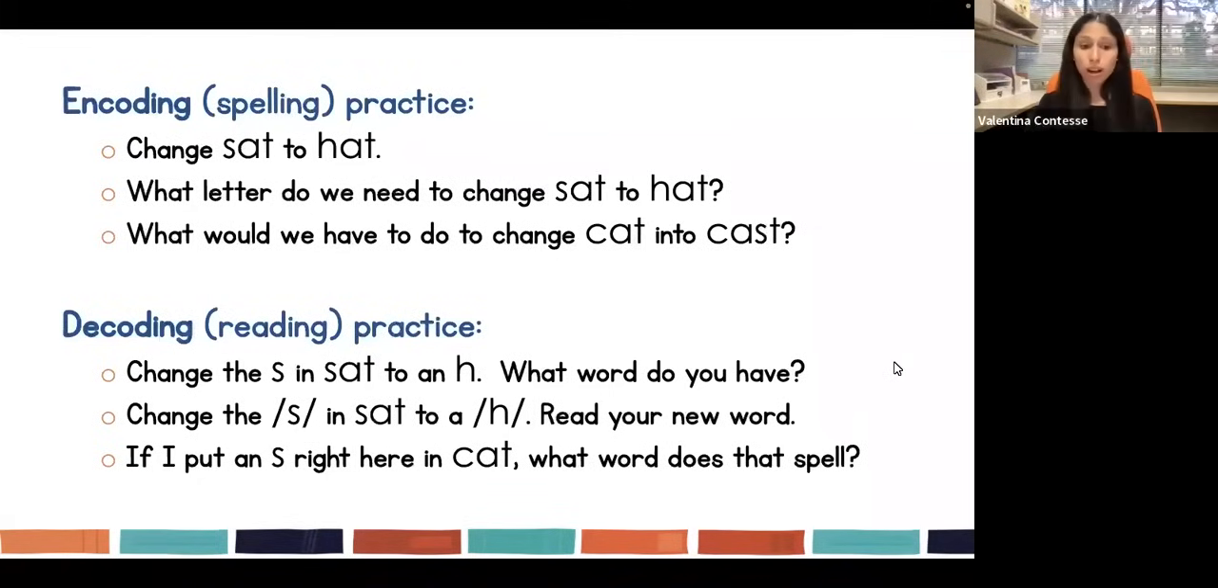You can also make the change for the students, like this example. If I put an S right here in cat, what word does that spell? And the students would read this new word. Once again, the type of practice students engage in during word work depends on what we provide as a prompt. And we want to make sure that we're providing both encoding prompts and decoding prompts so that students get both types of practice.